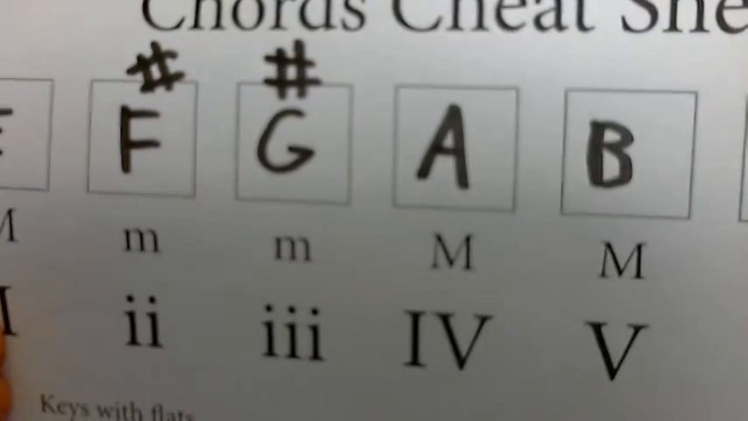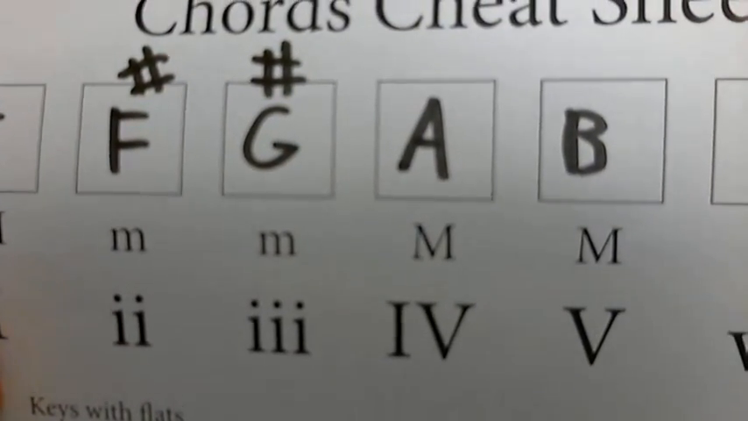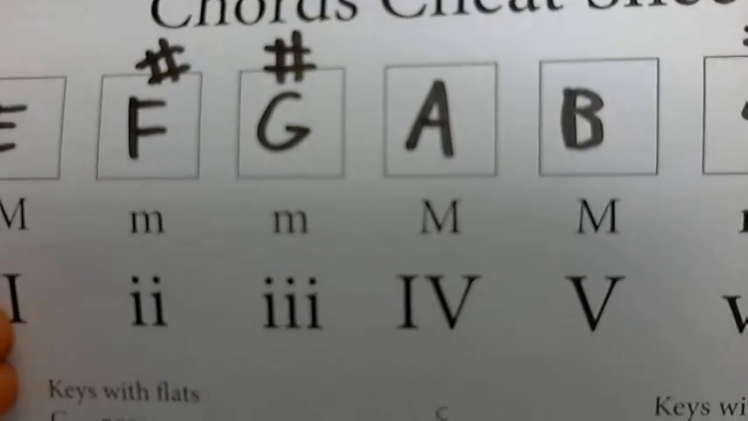As you can tell, G sharp is a minor chord. It's also the 3rd chord of the key. So now I know that in E major, the 3rd chord is G sharp and is minor. It sounds like this. Which I think sounds pretty cool.